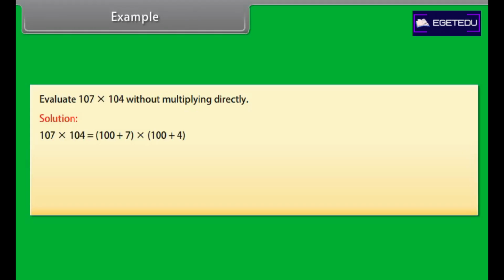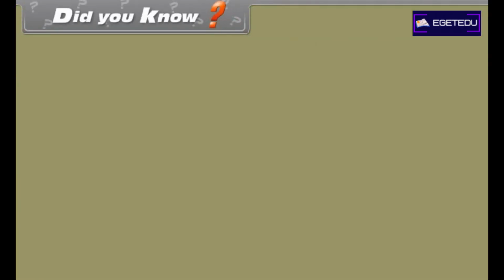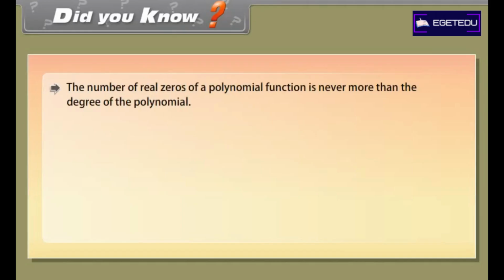According to factor theorem, if f(1) is equal to 0, then x minus 1 is a factor of the polynomial f(x). Therefore, x minus 1 is a factor of the given polynomial. By dividing the given polynomial with x minus 1, we get 2x minus 3. So, the factors of the given polynomial are 2x minus 3 and x minus 1.